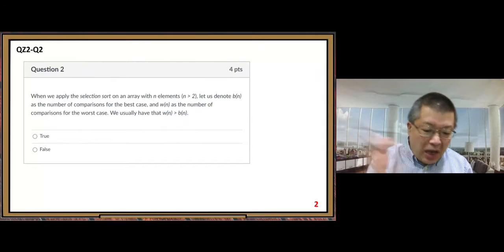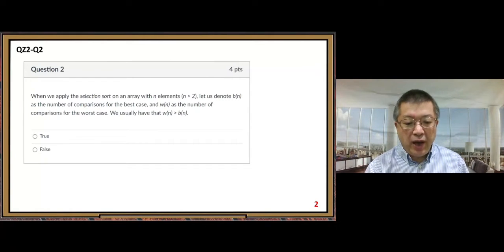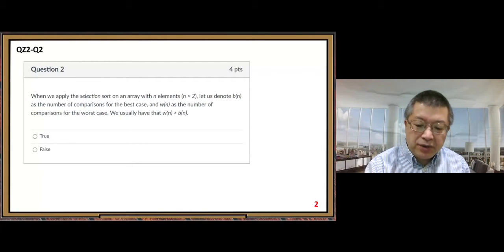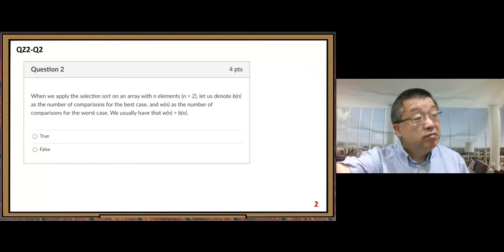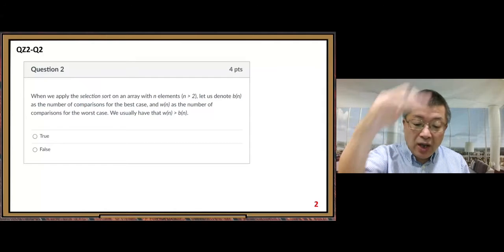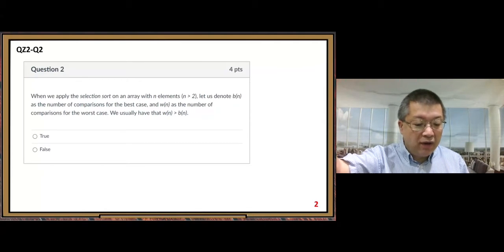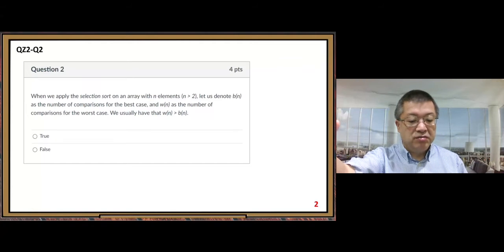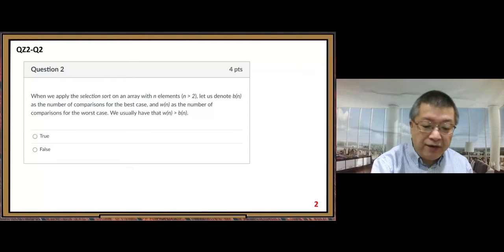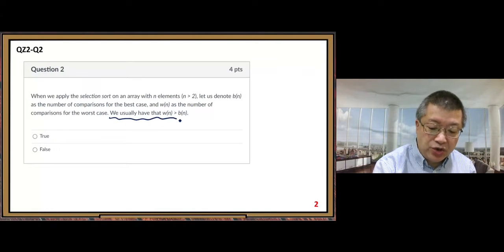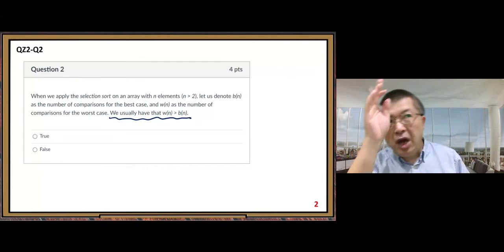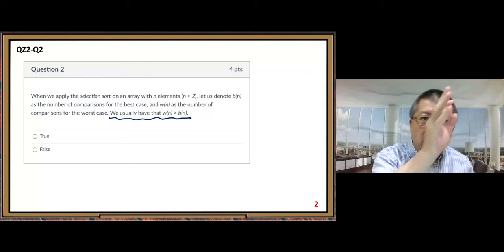When we apply the selection sort on an array with n elements, n greater than 2, let us denote B of n as the best case efficiency, the number of comparisons for the best case, and W of n as the number of comparisons for the worst case. We usually have the conclusion statement that W of n is greater than B of n.